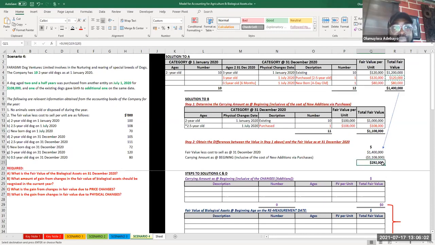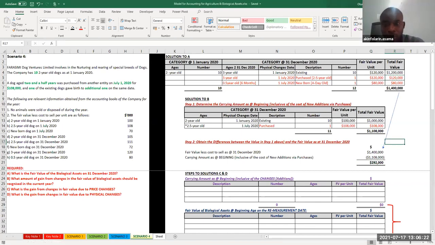Do you get what I'm saying now? Put yourself in the position where you rear rabbits, you rear dogs, and you sell. Anything that comes by way of birth is a gift to you, which comes at zero cost, even though it has a value. And that is that. Does that make sense now? Yes, it does. Yes, sir. We have answered the second question.